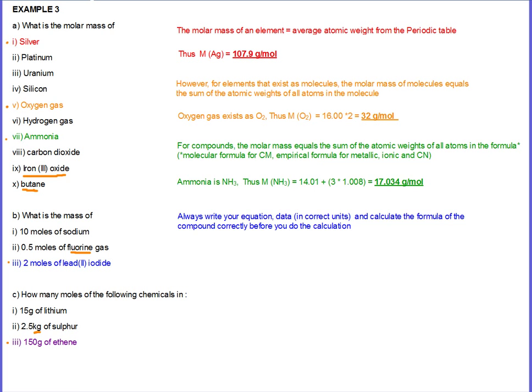Down to this question here. This time we've got to do a calculation. It's not asking us for the molar mass. It says what is the mass of. We've got to use that number of moles equals mass over molar mass, or mass equals number of moles times molar mass formula. So we're going to start getting into calculation chemistry here.